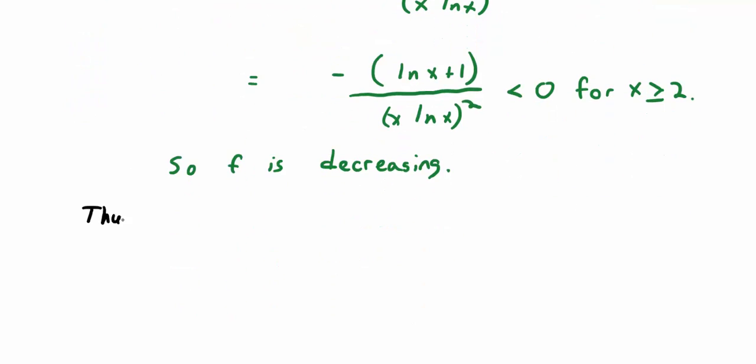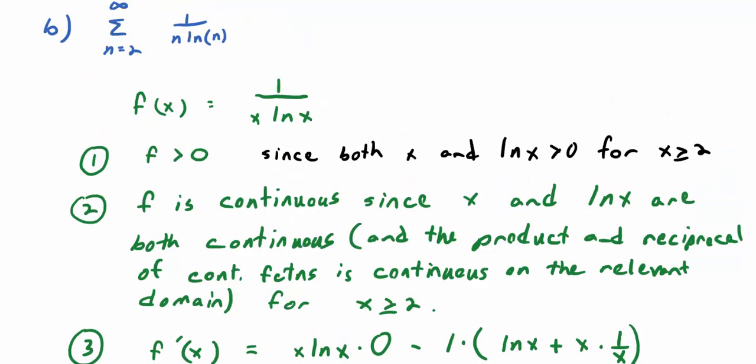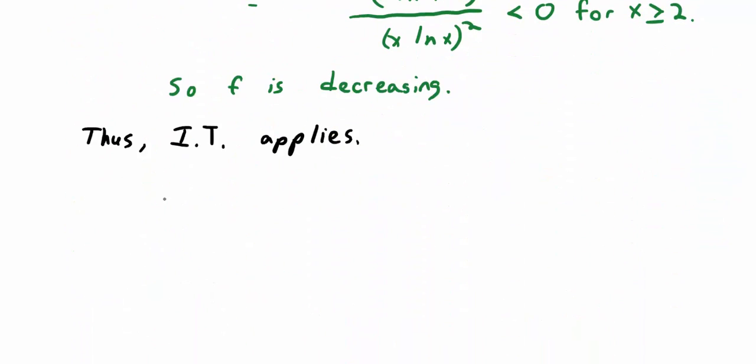We can do the thing. We can do the it. Thus, it, the integral test, applies. And you get to review integration. Yay! So we're going to integrate f, which is 1 over x natural log x. The integral, what's the integral going to go from, though? 2 to infinity.